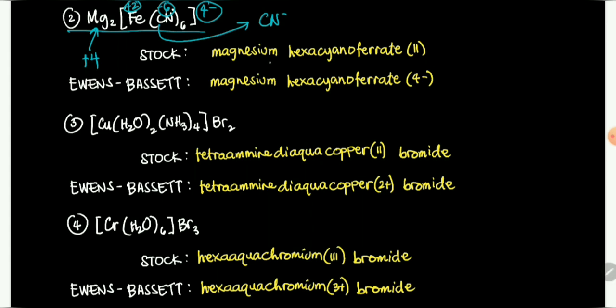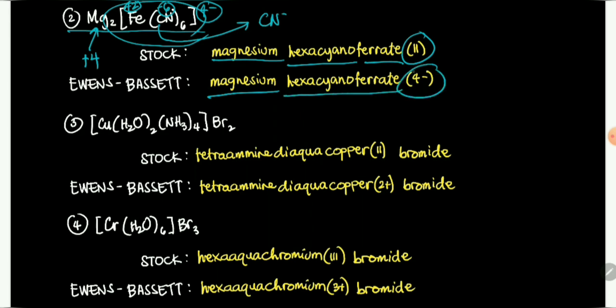So for the Stock system, we have magnesium hexacyano, kasi 6 yung ating CN minus ligands or yung cyanide ligands, ferrate because of the anionic character of our transition metal complex. So gagamitin natin ay ferrate, hindi iron. Okay? So yung 2, that's the oxidation state of your iron 2+. Okay? So for the Ewens-Bassett, magnesium hexacyanoferrate, pero this time 4 minus because the charge of our transition metal complex is 4 minus. Okay?